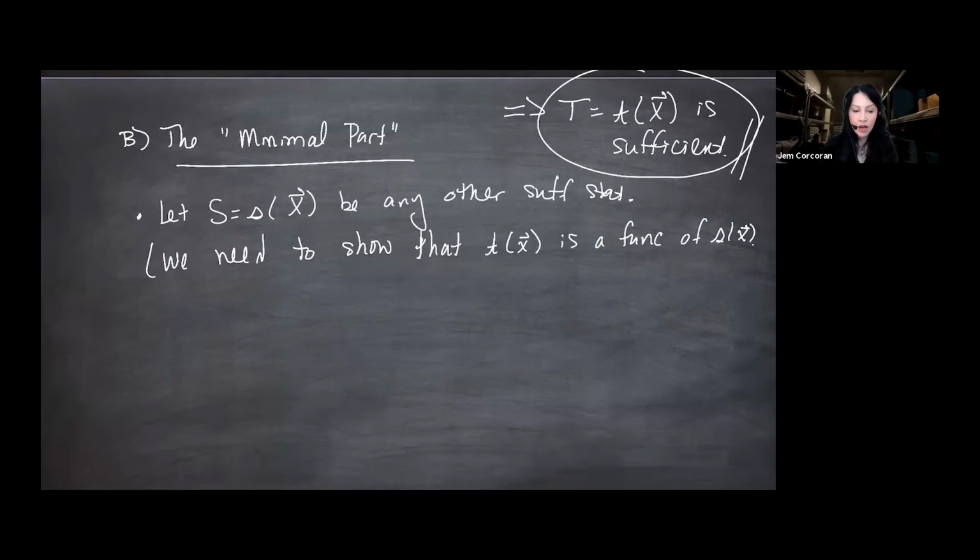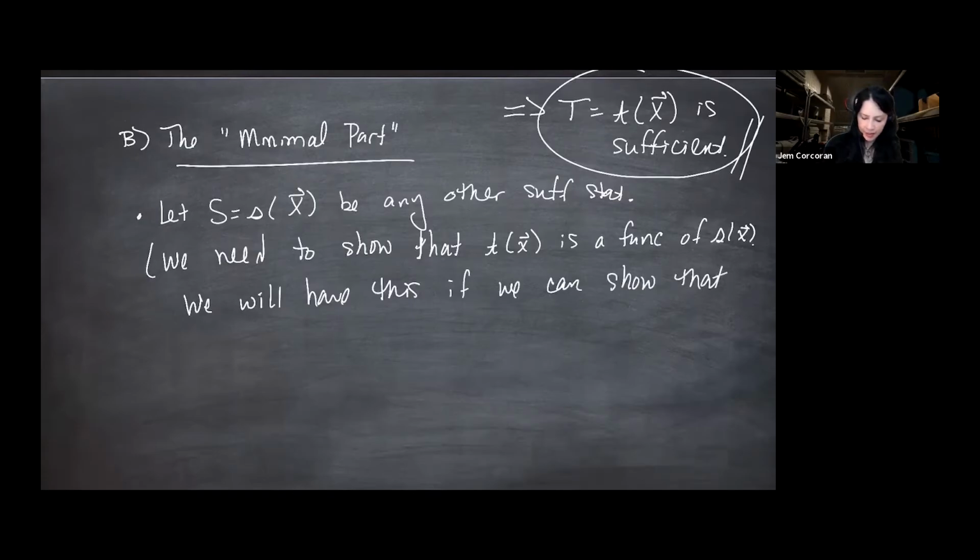Okay, so in order to show this, a function is something that can't give you two outcomes when you plug in the same thing, right? You can't plug in x and get 5 and also plug in x and get 8. And that's how you define a function. So we'll have this if we can show that S of x equals S of y is going to imply that T of x is equal to T of y.